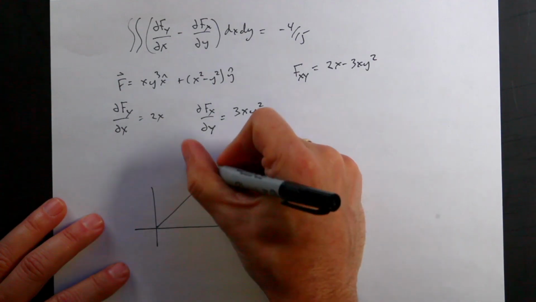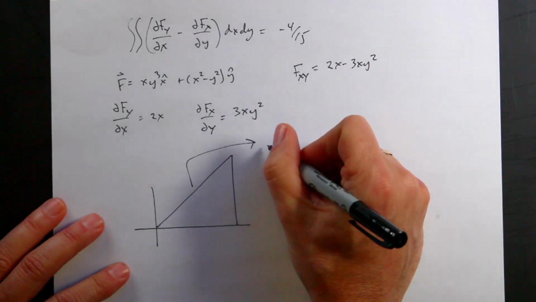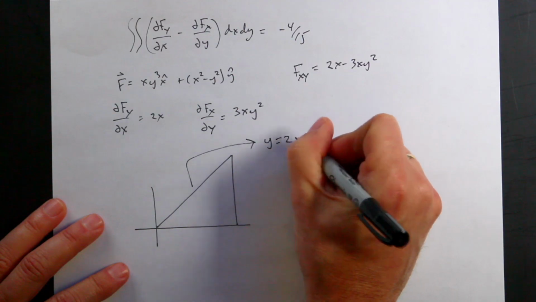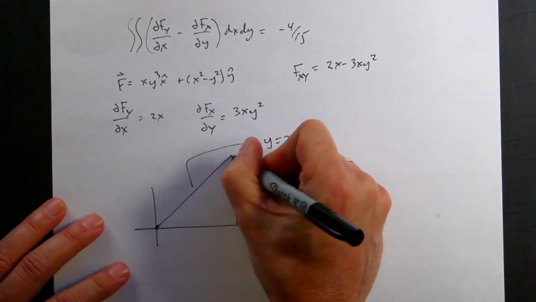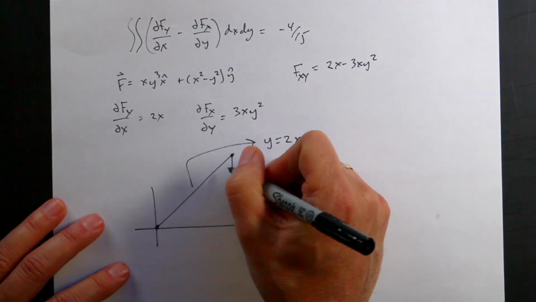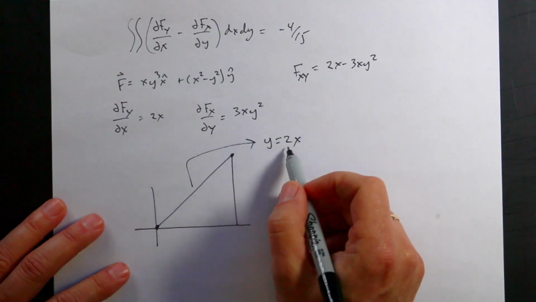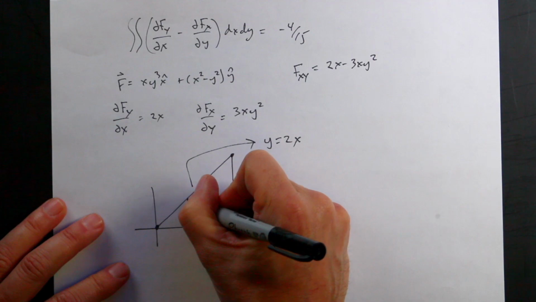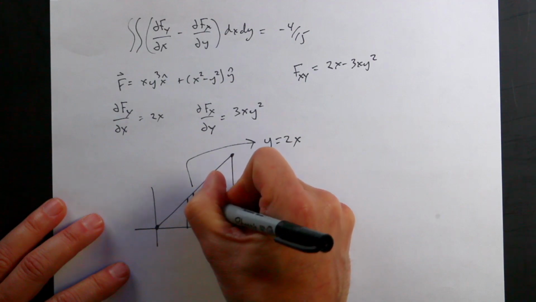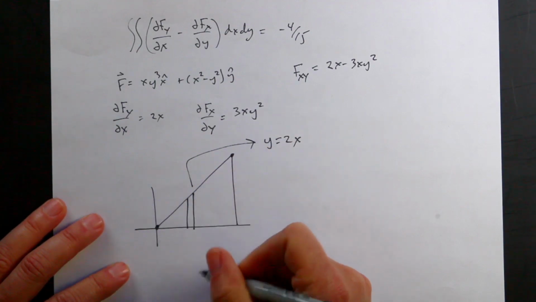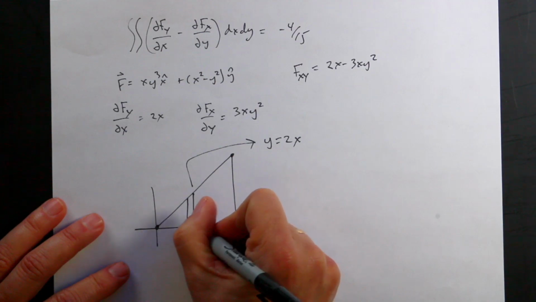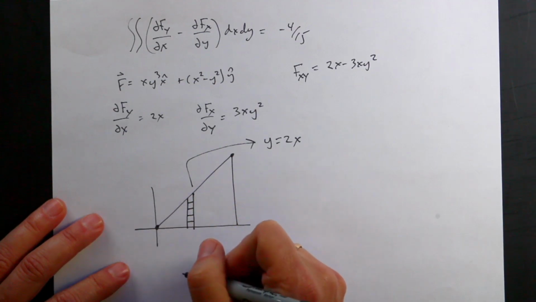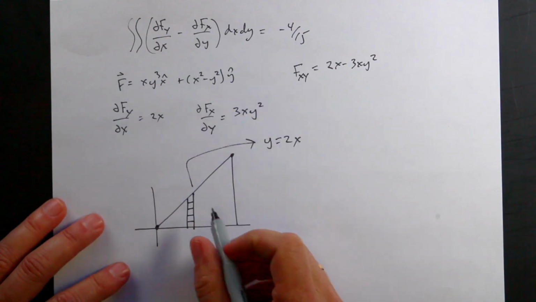And so I need to know this equation. This top line is the equation y equals 2x, right? Because if that's 0, 0, and that's 1, 2, the equation of this line would be 2x, right? So imagine that I break this into a vertical piece, and I want to break this into squares and add up all these squares this way. So I want to integrate in the y direction.